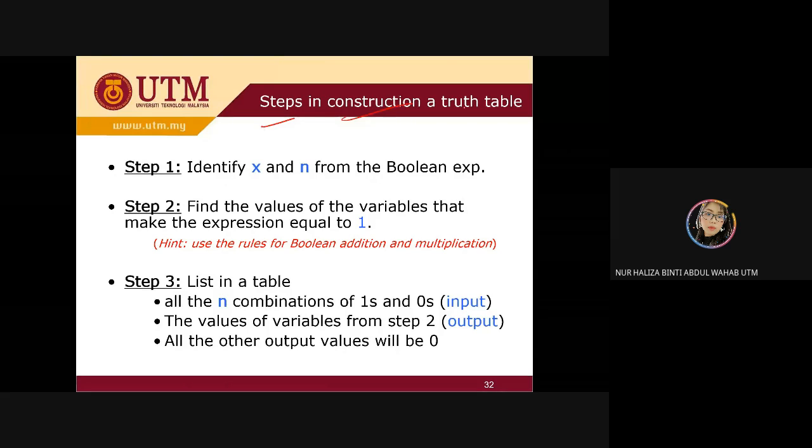Steps in the construction of a truth table. Step 1: identify the inputs and outputs. This one we knew already. Step 2 is important because it asks you to find the values of the variables that make the expression equal to 1. Hence, use the rules of Boolean addition and multiplication. Of course, you only have these two. This is only for you to know how to construct the truth table.